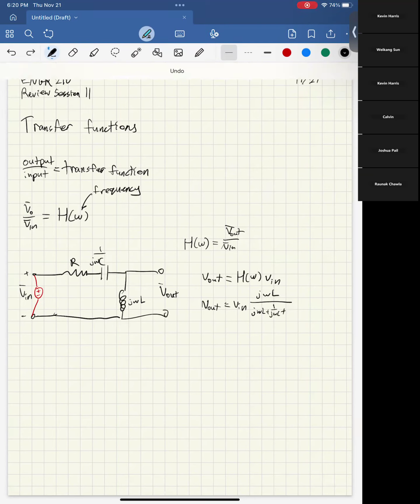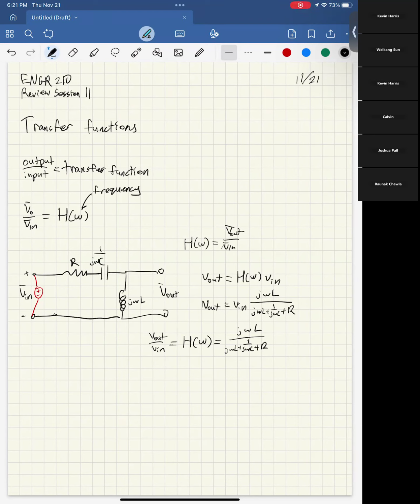And you could do a bunch of algebraic rearrangement on that if you wanted to. I'm not going to right now because this is just an example. But what you get here is that V out over V in equals H of omega, because that's what we call it, equals, in this case, j omega L over j omega L plus 1 over j omega C plus R. And that would be your transfer function for this specific circuit. In general, that's all a transfer function is. It's not much more complicated than that.